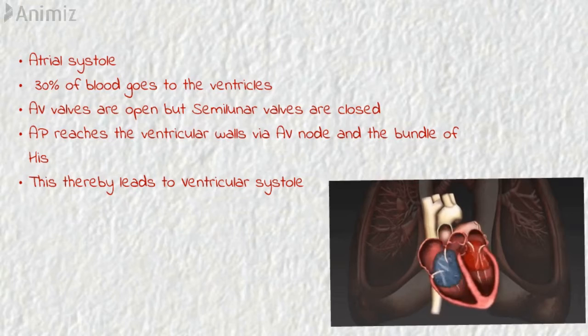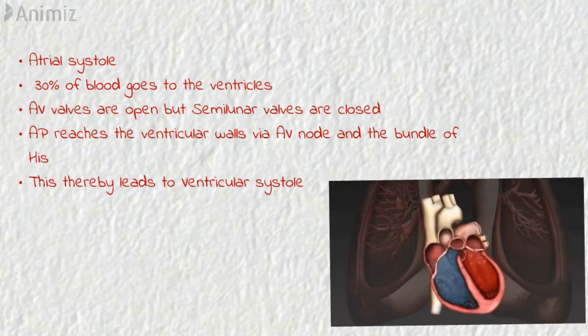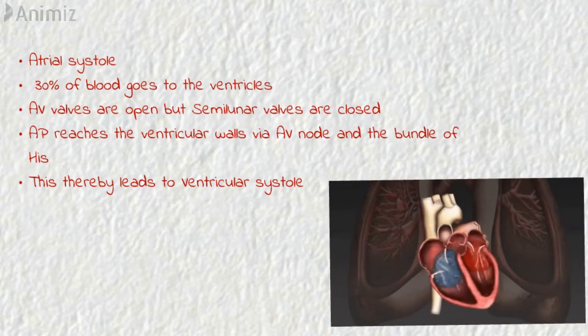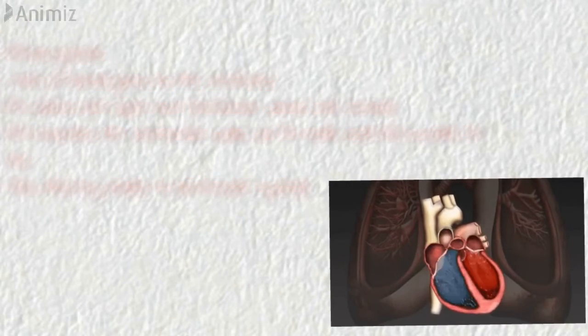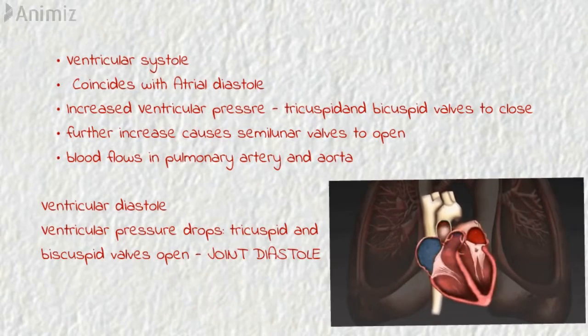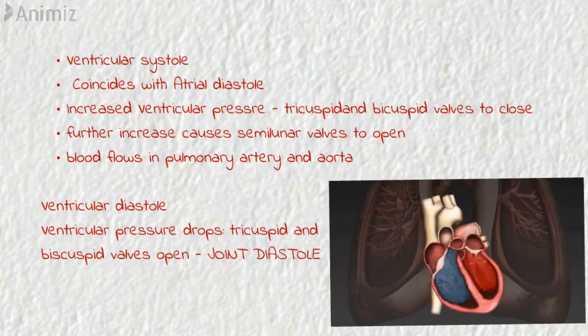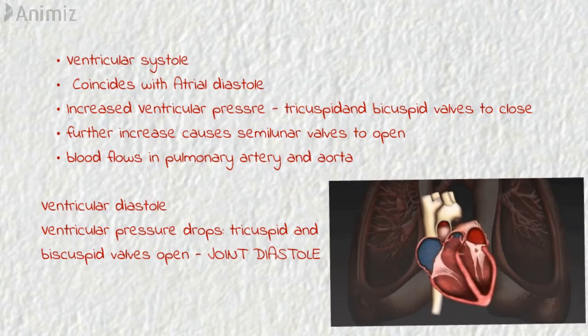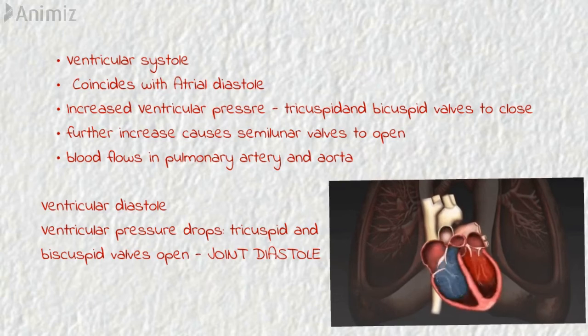During the ventricular systole, the increased ventricular pressure causes the tricuspid and bicuspid valves to close. This causes the first heart sound or the lub sound. Further increase in this pressure opens up the semilunar valves. Blood flows into the pulmonary artery and the aorta. This phase also coincides with the atrial diastole.